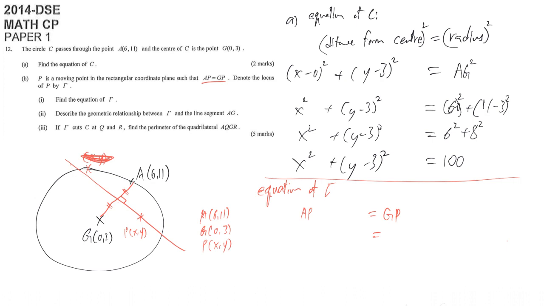So AP squared, again, we don't want to handle the square root, so we take squares on both sides. First we compare A with P, so this is (x minus 6) squared plus (y minus 11) squared, is equal to GP squared. That means now we are comparing G with P. So (x minus 0) squared plus (y minus 3) squared. About this polynomial, there are some squares. You just handle it very carefully without making any mistake. Then you get a linear equation, which is our answer. So x squared minus 12x plus 36.